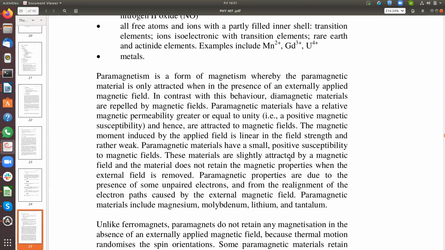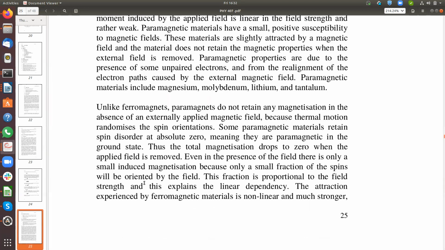this material is slightly attracted by a magnetic field and the material does not retain the magnetic properties when the external field is removed. Once you take your hand off it, you have broken the magnetic interaction and it loses the magnetic properties. So now, in the case of ferromagnets, paramagnets do not retain any magnetization in the absence of an external applied magnetic field because thermal motion randomizes the spin orientation. Some paramagnetic materials retain spin disorder at absolute zero, meaning they are paramagnetic in the ground state.